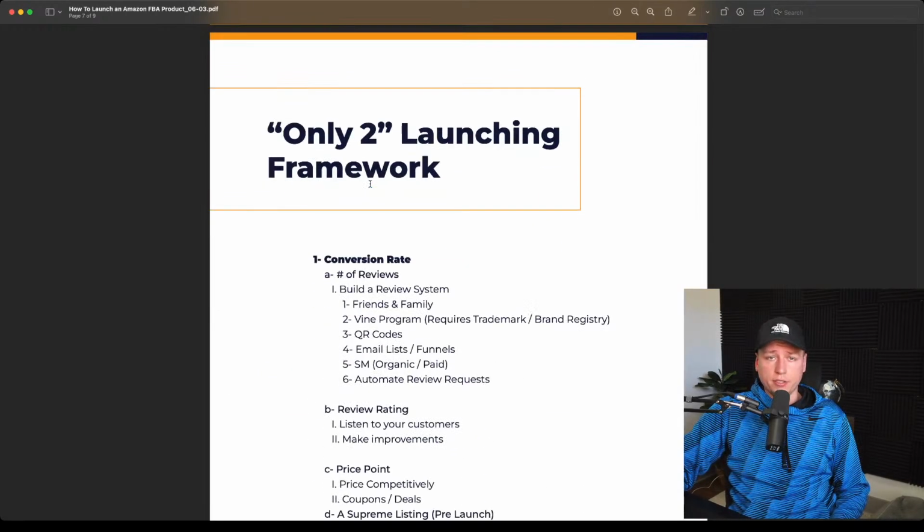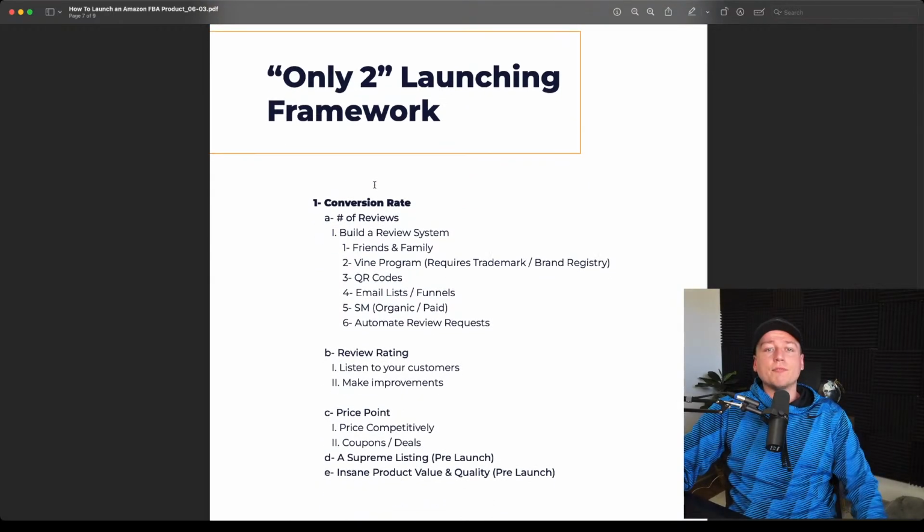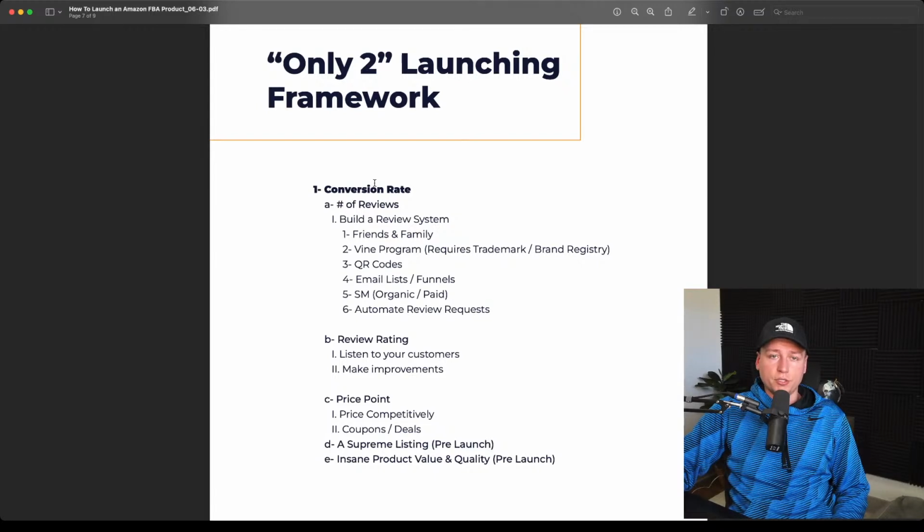Okay. So what affects sales velocity, since this is just our one goal here? Only two things, and that leads us to our only two launching framework. Number one is conversion rate. This is huge. What conversion rate is, of course, is just you have 10 people come to your listing and 2 people check out. You have a 20% conversion rate.